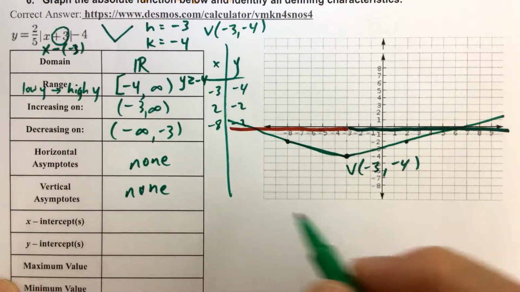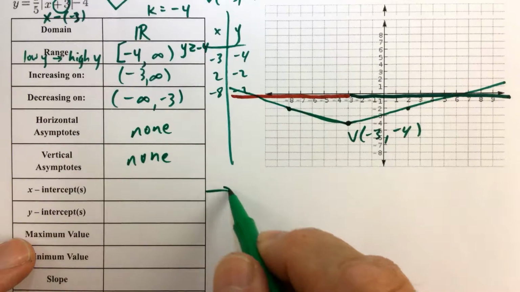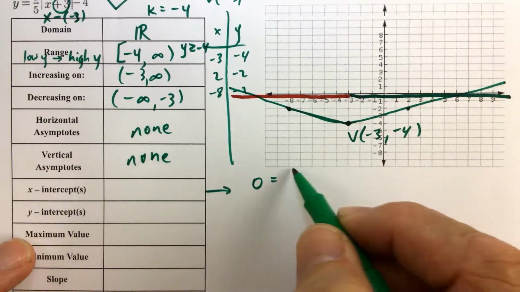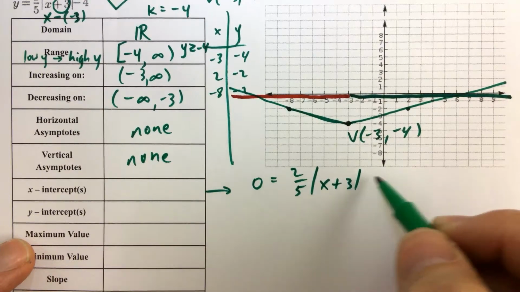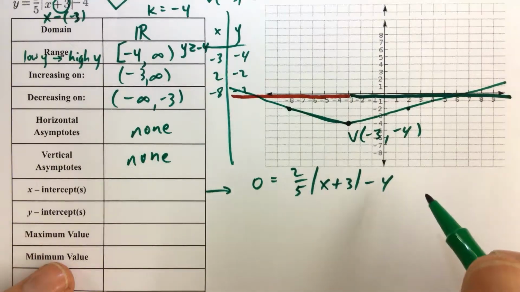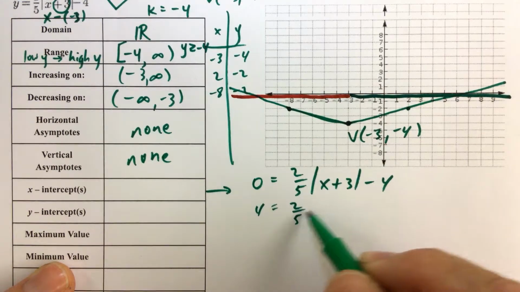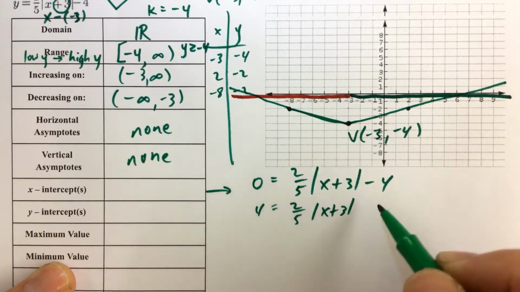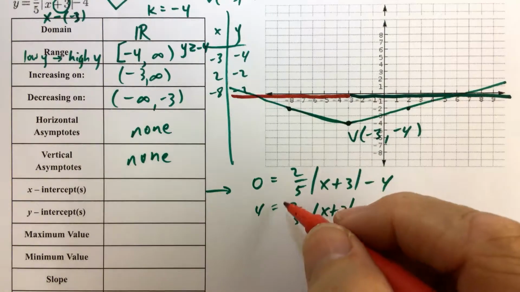The x-intercepts: let's go ahead and see if we can figure out the equation for that. For the x-intercepts, we let y equal 0. We get 2/5 times the absolute value of x plus 3 minus 4 equals 0. Let's add 4 to both sides. We're going to solve this, and it's a good reminder of how to do this. We want to get the absolute value bars by themselves.